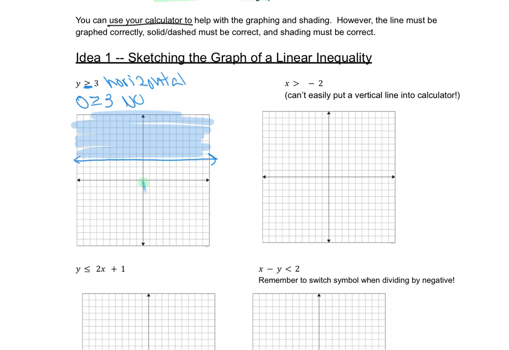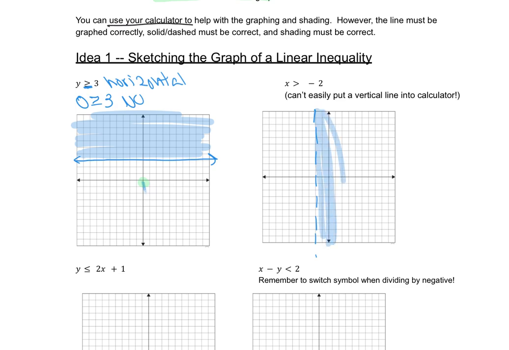The second one is a vertical line. It only has an x in it, and it's at -2, and it is greater than, so x is greater than -2. Since there is no or equal to, we are going to make it a dashed line at -2. Then we have to decide, are we going to shade to the left or to the right? If it is greater than, logically speaking, we would shade to the right, because to the right is bigger. So we would shade there.